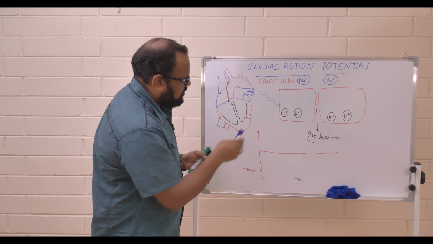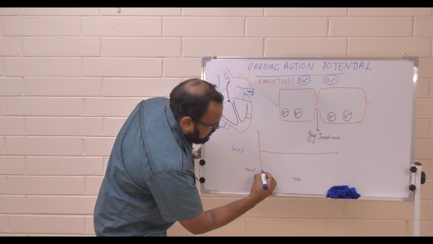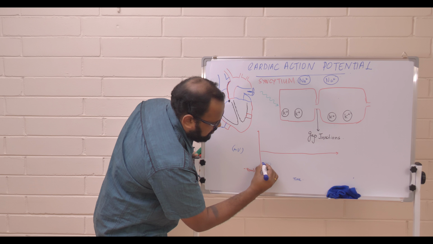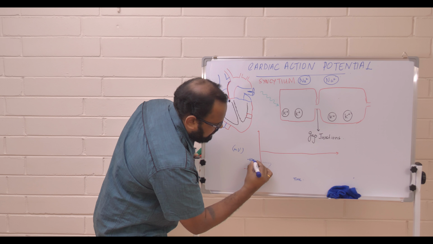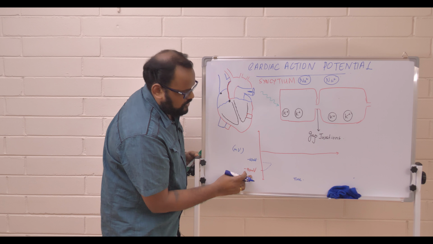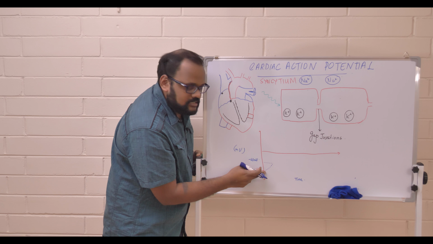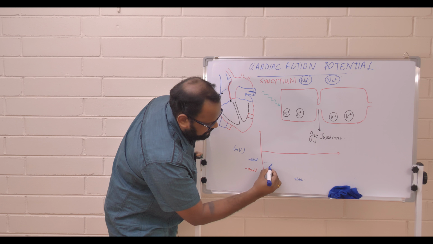So when there is a stimulus, your cells start to get excited and it reaches a threshold point. So let's imagine the threshold point is about minus 60 millivolts. Whenever a stimulus occurs, the cell is in a resting state, it starts to get excited, and it reaches a threshold point.